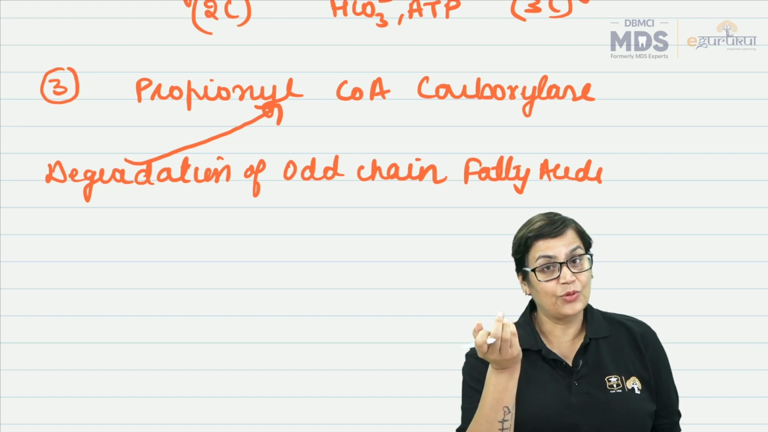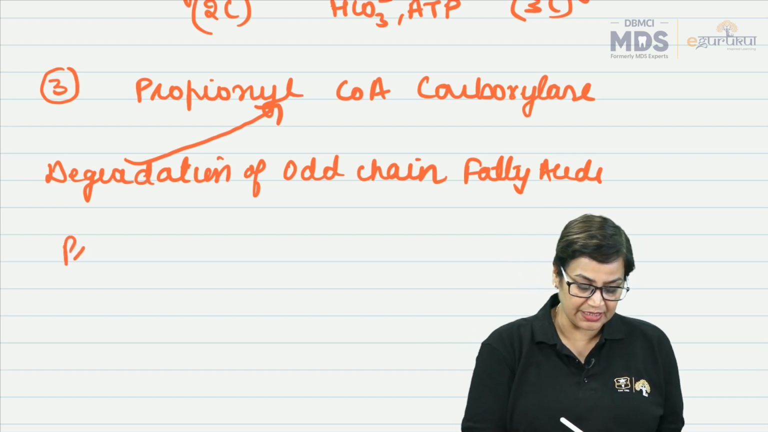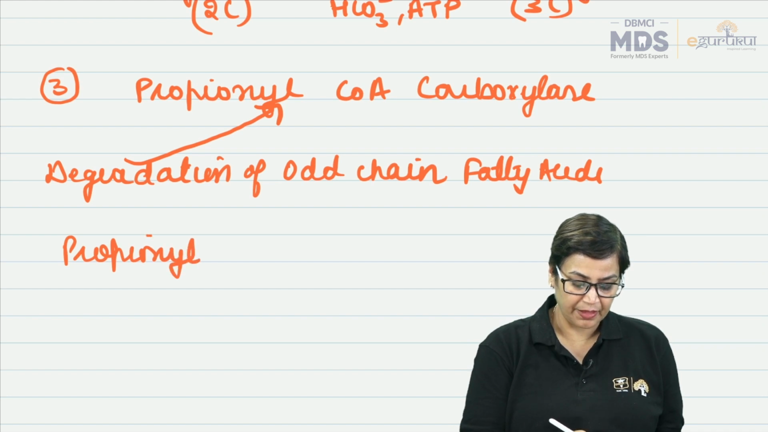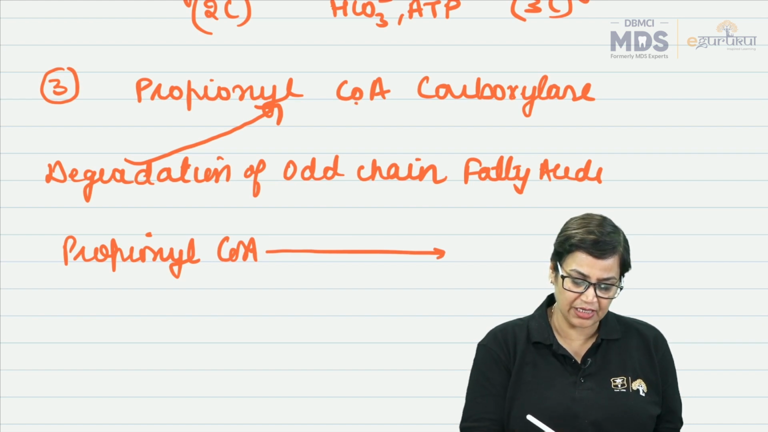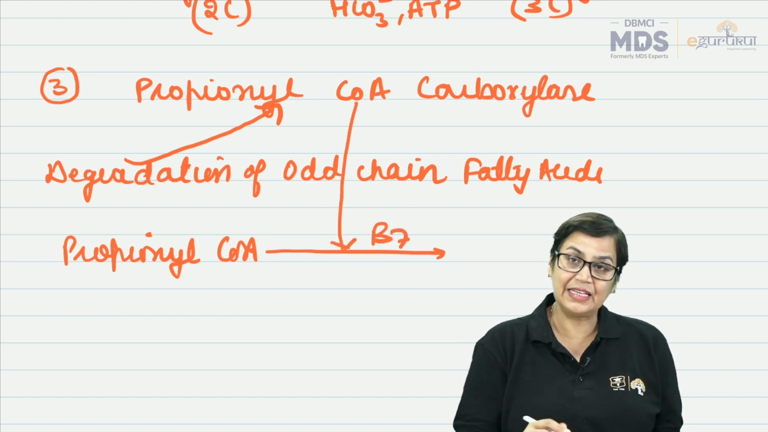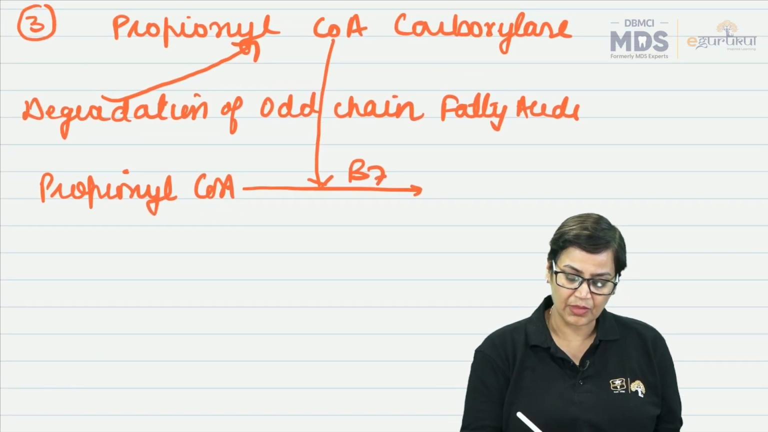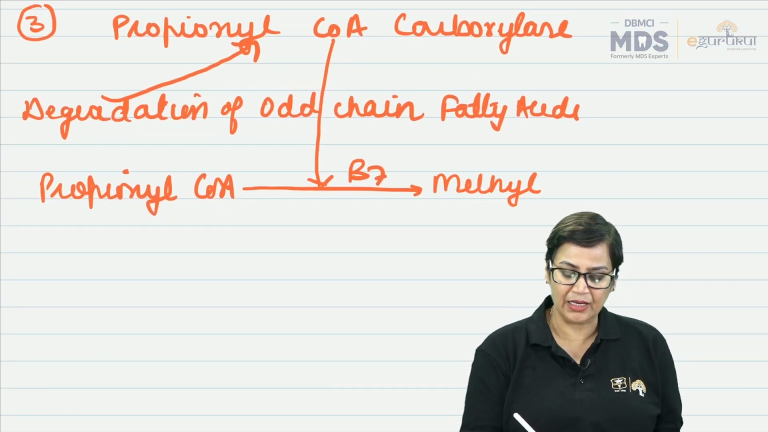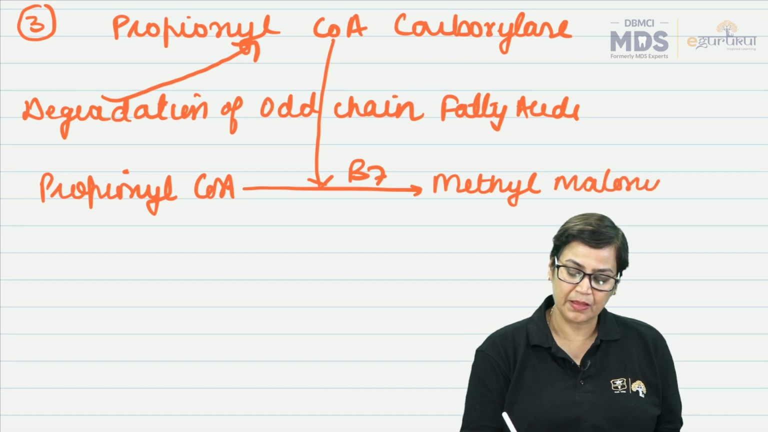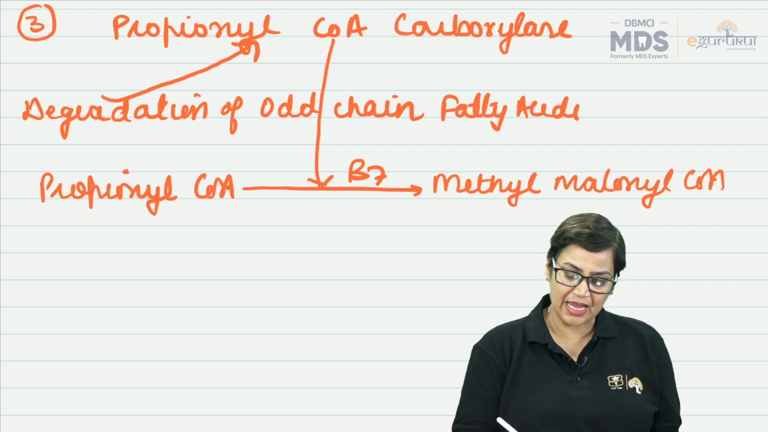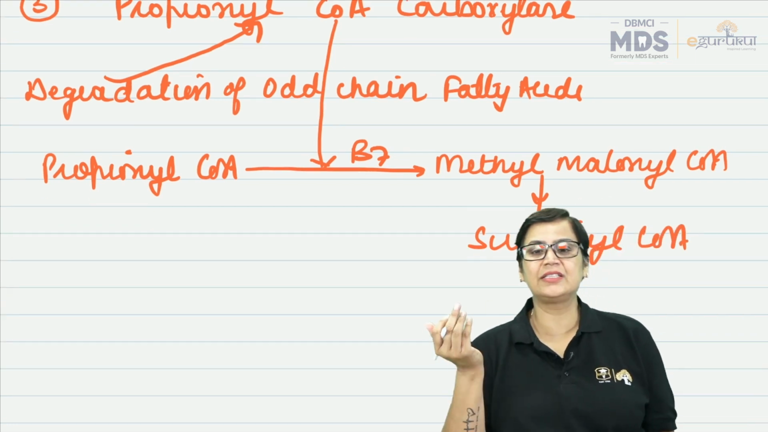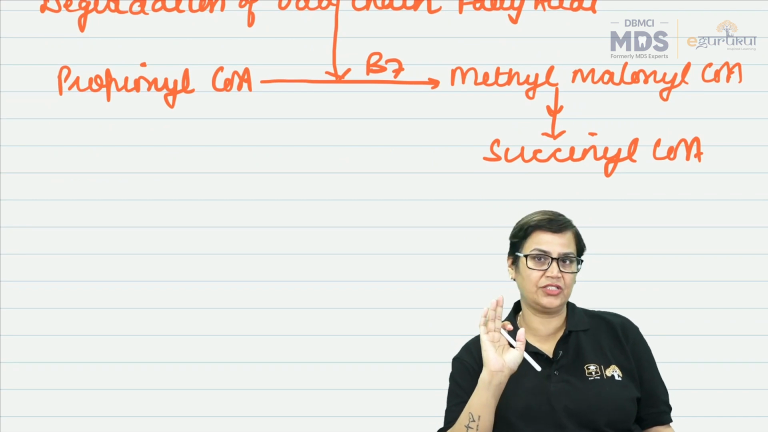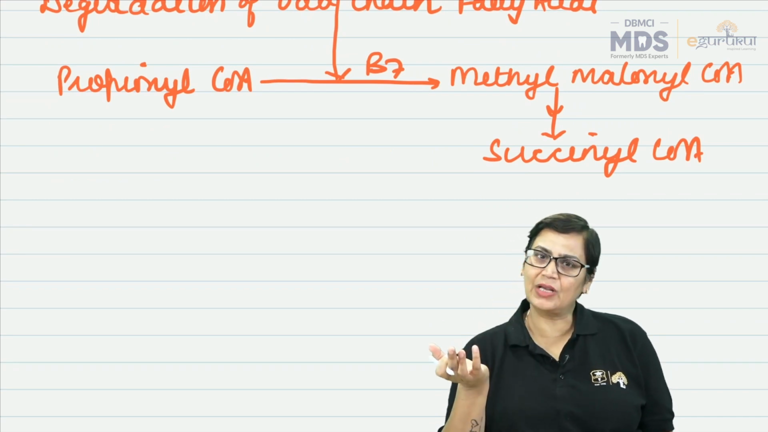Now, what is the role of this propionyl coenzyme A? This propionyl coenzyme A will undergo again the same process, carboxylation, the enzyme is this, B7 is there, and it forms methylmalonyl CoA. And this methylmalonyl CoA will then be converted into succinyl coenzyme A. We'll come to this reaction also because this reaction requires B12. But here we are considering carboxylation.